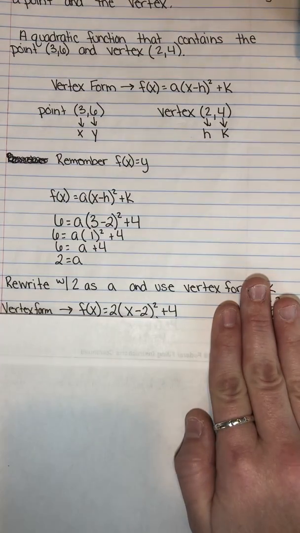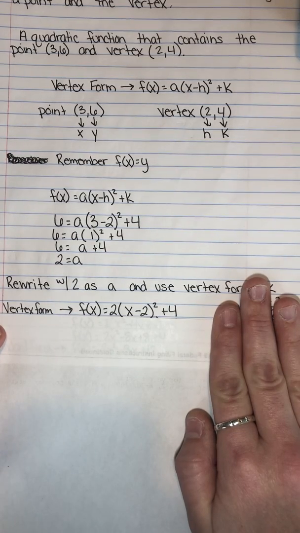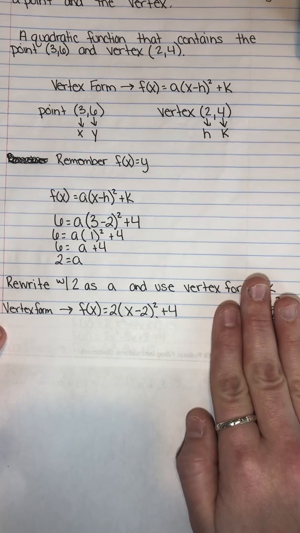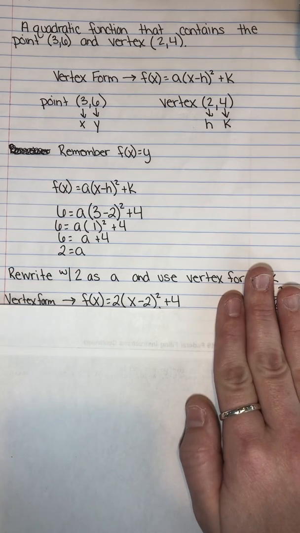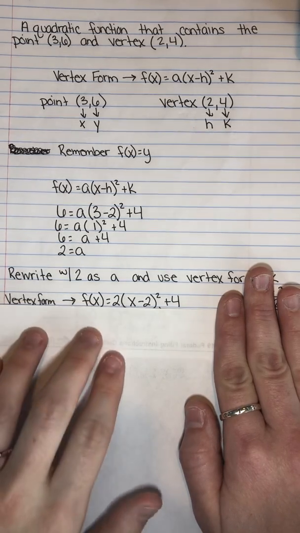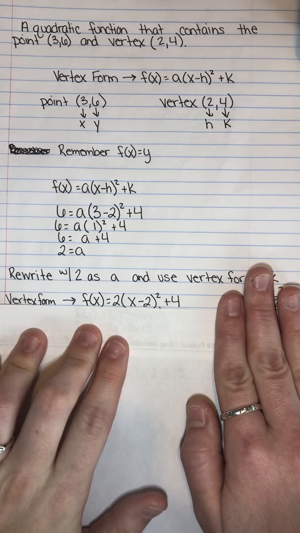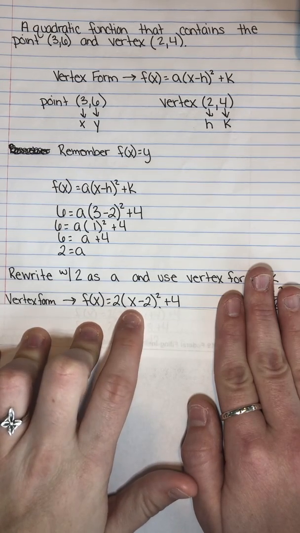This is called your vertex form. This is the vertex form of the quadratic function. Now your vertex form is just not super useful for solving or graphing, so we're going to change it into standard form. All we're going to do is go ahead and solve this part.